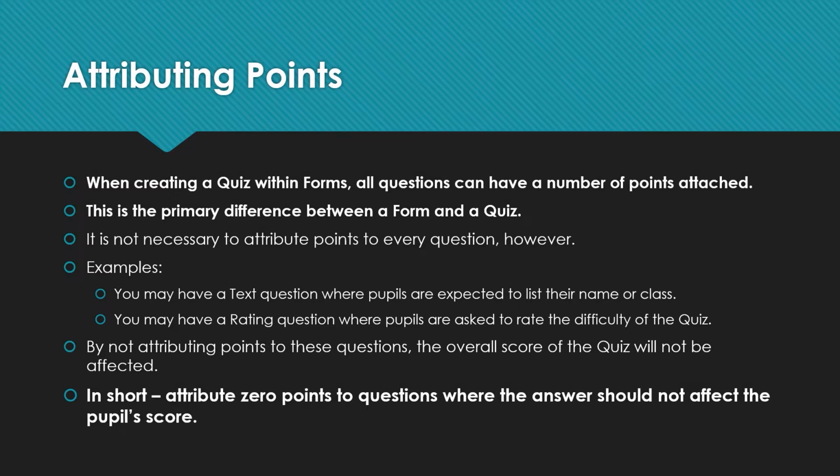For example, you may have a text question at the start of your quiz where pupils are expected to list their name or their class. Or you may have a rating question where pupils are asked to rate the difficulty of the quiz at the end of the quiz. By not attributing points to these questions, the overall score of the quiz will not be affected. In short, attribute 0 points to questions where the answer should not affect the pupil's score.